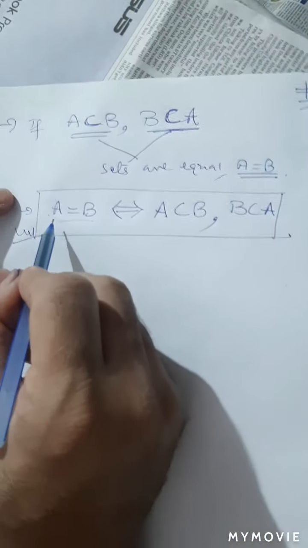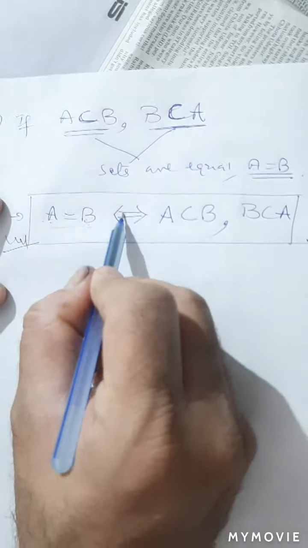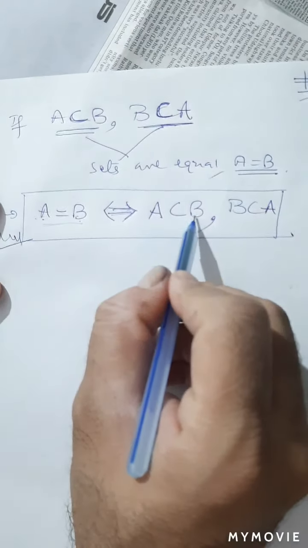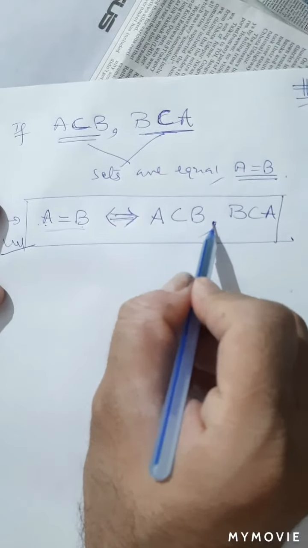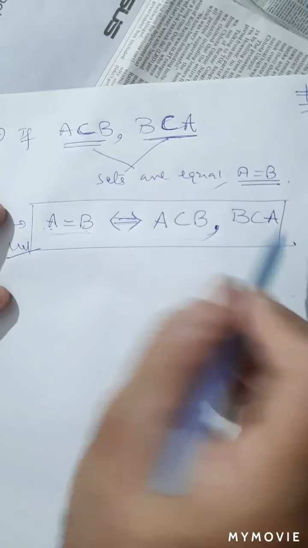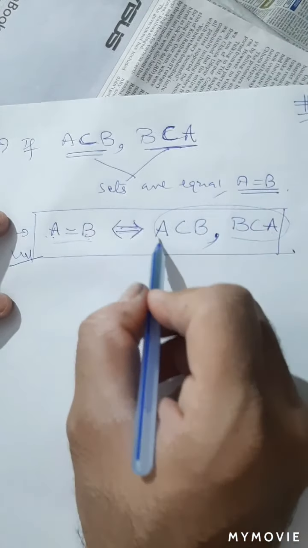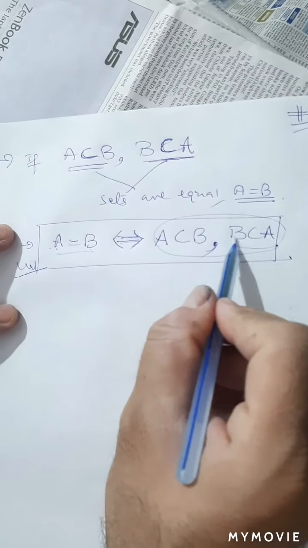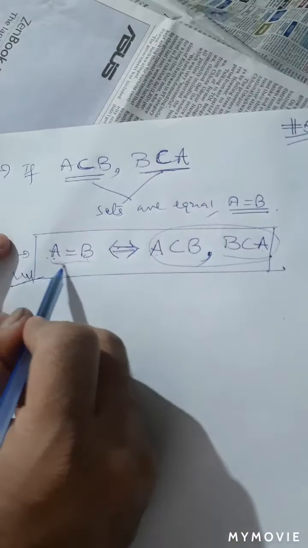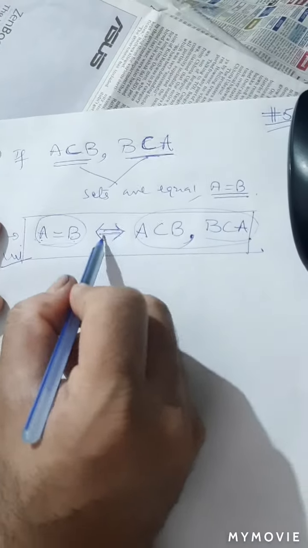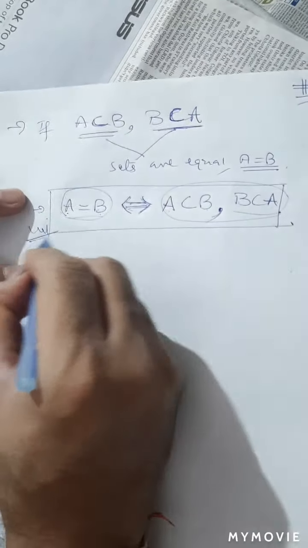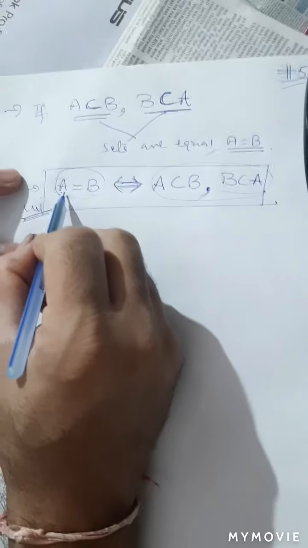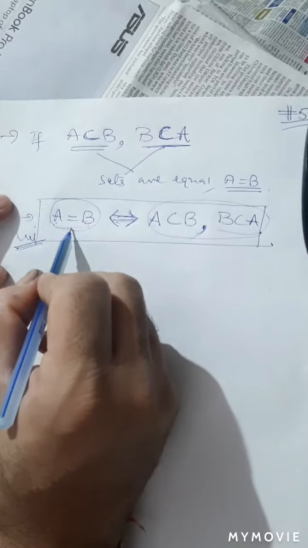I repeat, two sets are equal. It implies A is a subset of B, and comma means and, B is a subset of A. And conversely, if for two sets A is a subset of B and B is a subset of A, then those two sets must be equal. This is a double implies. So this we use even in examples also. So this we use later on.